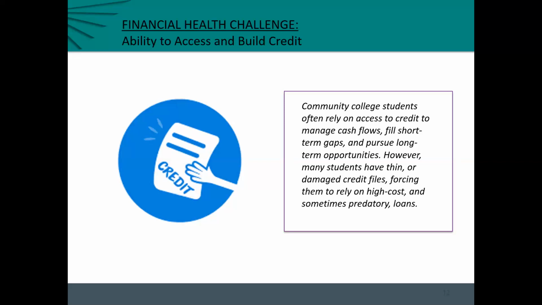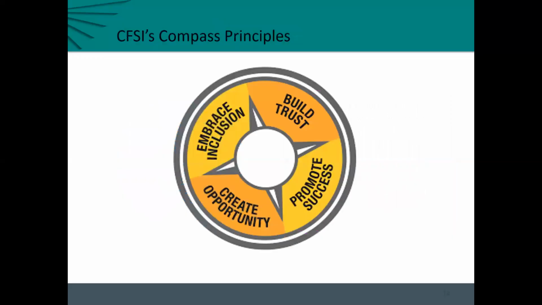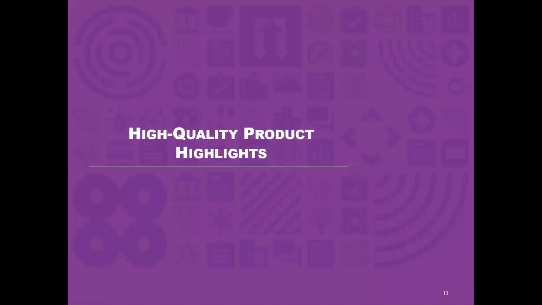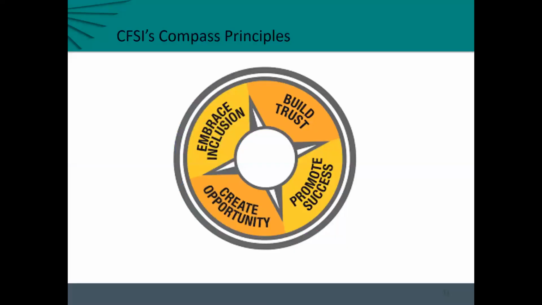So now we're going to switch gears a little bit and talk about what types of financial products and services can be used to address and mitigate some of these challenges. Next slide, please. At CFSI, the foundation of our work is in our COMPASS principles. It's our quality standard for financial services and products.